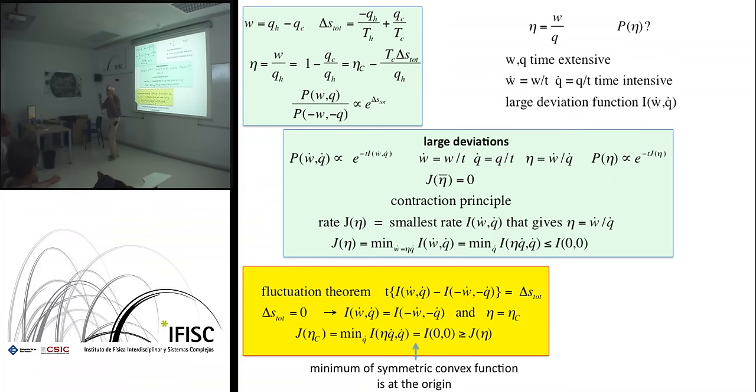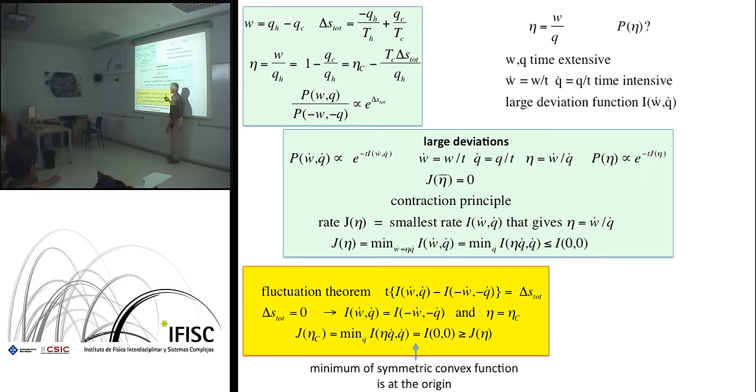So this thing here, if this is true for a realization which does not produce entropy, so it realizes Carnot efficiency. You can check from these equations, which are the same as before. So if this delta S total here is zero, then this efficiency is Carnot. Well, for Carnot efficiency, this is a symmetric function.